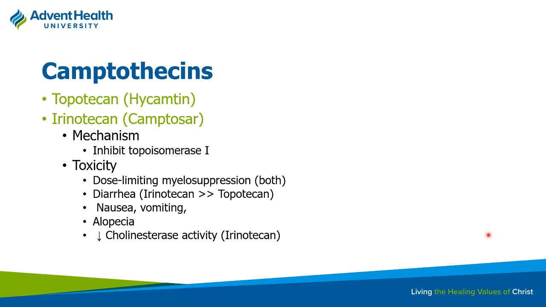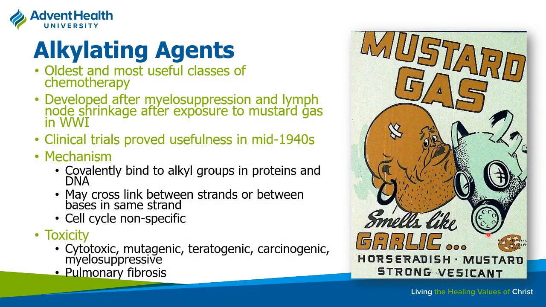But anyway, you're going to find that we'll talk about those drugs that help slow down the GI tract that can help to limit that diarrhea there. Okay. So that's it for the topoisomerase inhibiting drugs. Now we're going to get into another big category here called the alkylating agents.